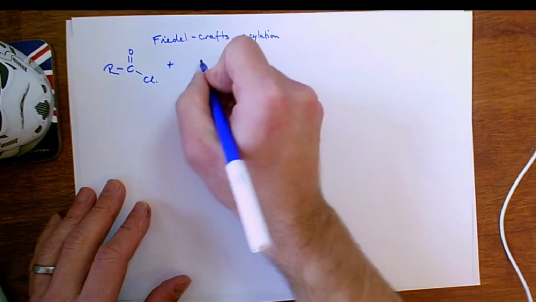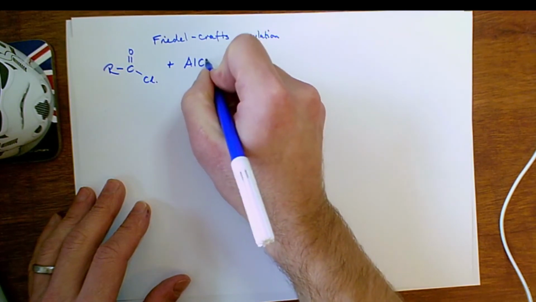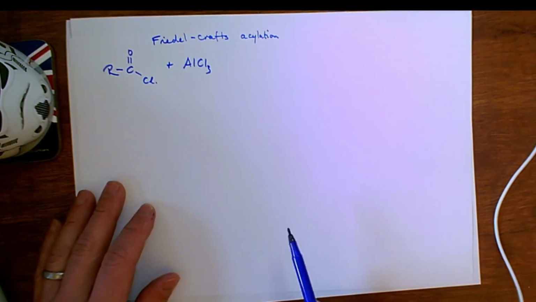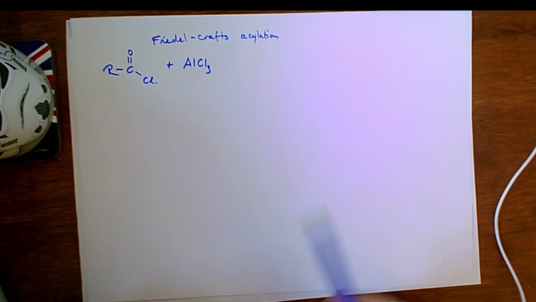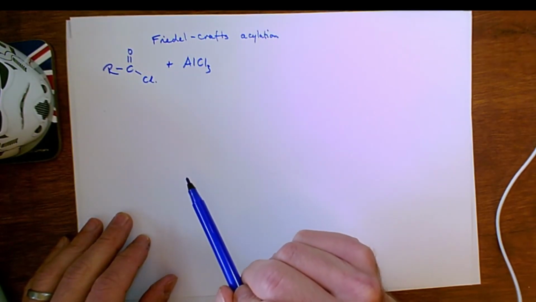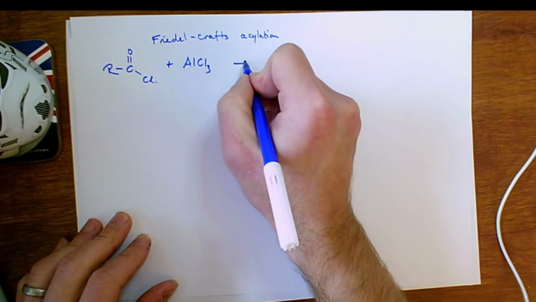What we're reacting it with this time is aluminium trichloride. Now this is a funny species. Aluminium we think is a metal, but it does have quite a lot of covalent character about it, and it can pick up the chlorine from this. So what happens is these two things will react.